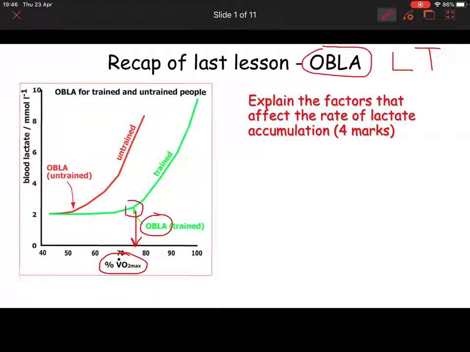Right, what this question's looking at is factors that can affect the rate of lactate accumulation. It's not looking at what I've just talked about, OBLA being a percentage of VO2 max. What this is actually looking at are factors that can affect the rate of lactate accumulation, and this was part of the content of last week's lesson. Okay, I would pause the video at this point if you were doing this as a lesson, and I would actually attempt an answer to this question. So if you were to pause the video now, then when you play the video back, I'll be going through the mark scheme with you.